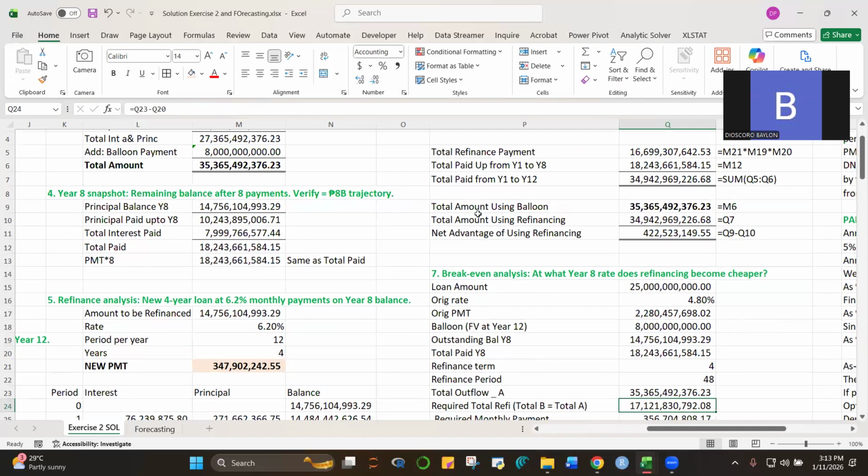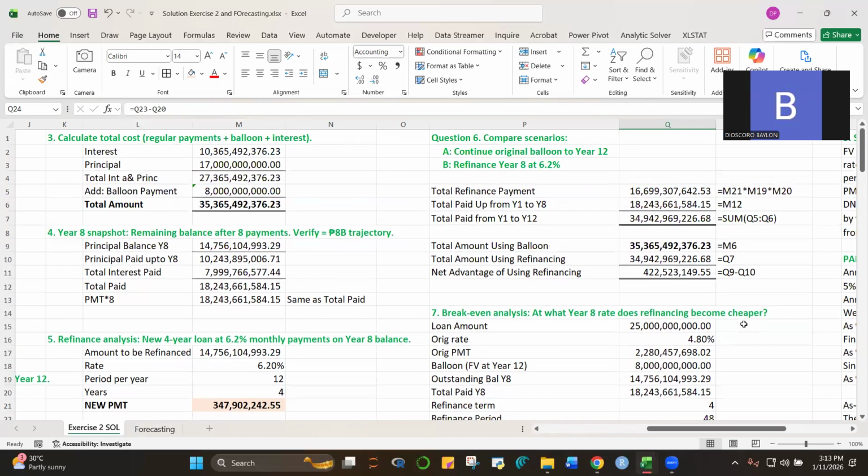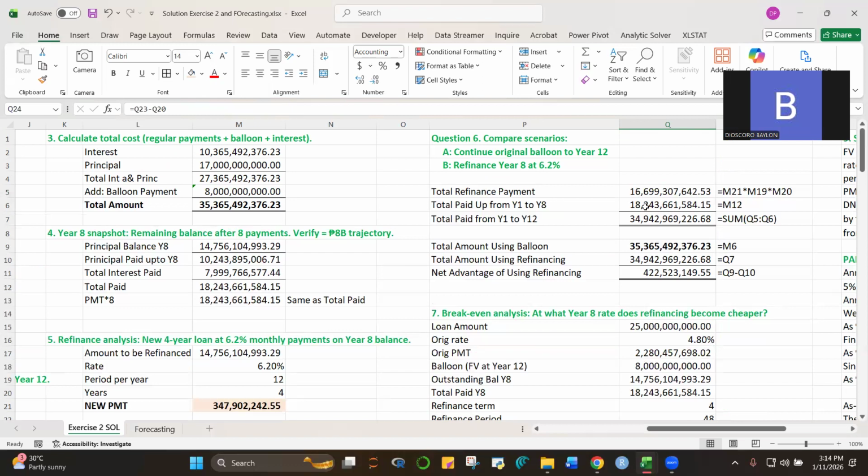Because for our refinancing, we are only paying 16,699. But we're saying here that we can go up to 17,121. Let me repeat that. If we're refinancing, the amount that we'll be paying for years 9 to 10 is 16,699. And it gives us a lower total cash flow payment, right? We can go up to 17. Because if we add 17 plus 18 here, it will be the same 35. So I hope you see that logic.